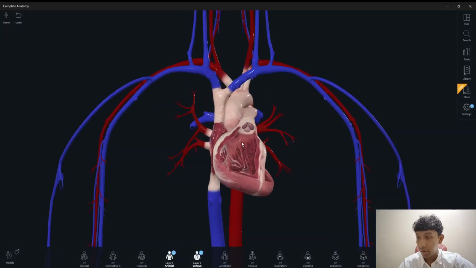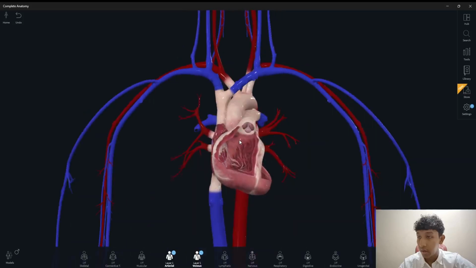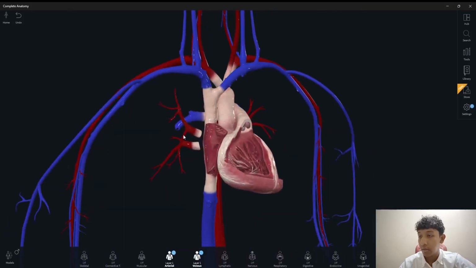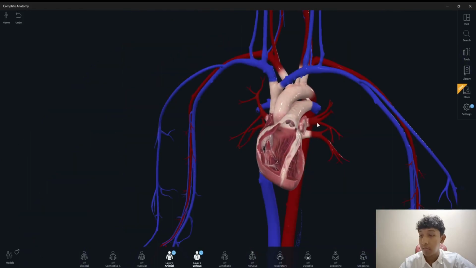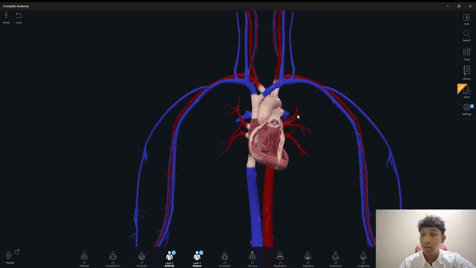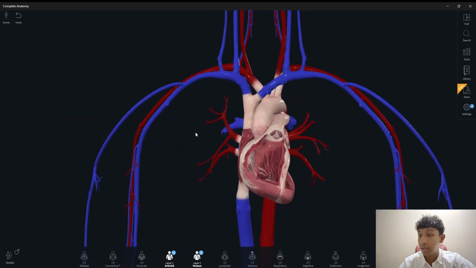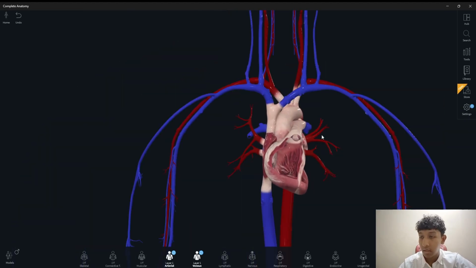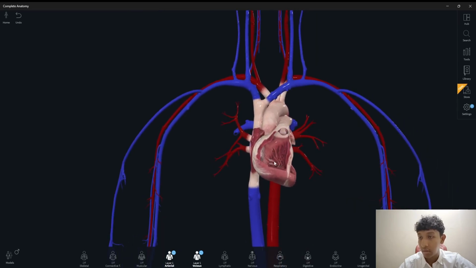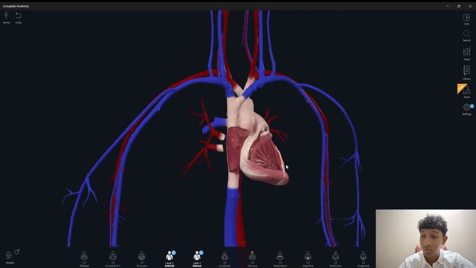Now if you look here carefully, the heart is divided into four chambers. Before I mention the dexter and sinistra, you might get confused. In medical terms, right means dexter and left means sinistra. So that's what I'd like to point out before you get confused about what dexter and sinistra actually mean.